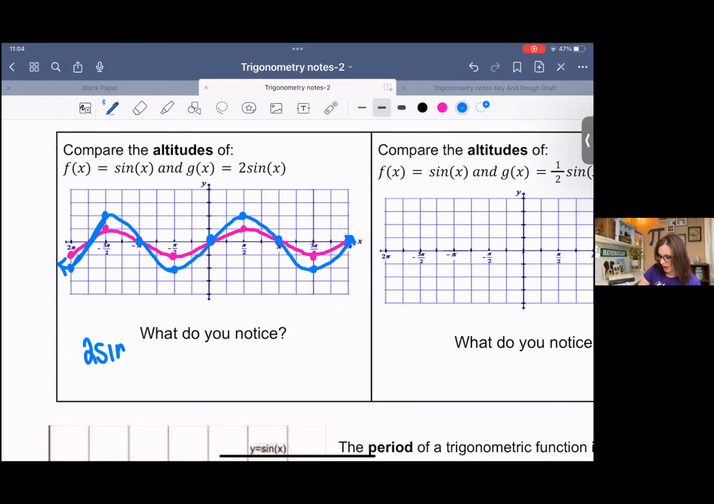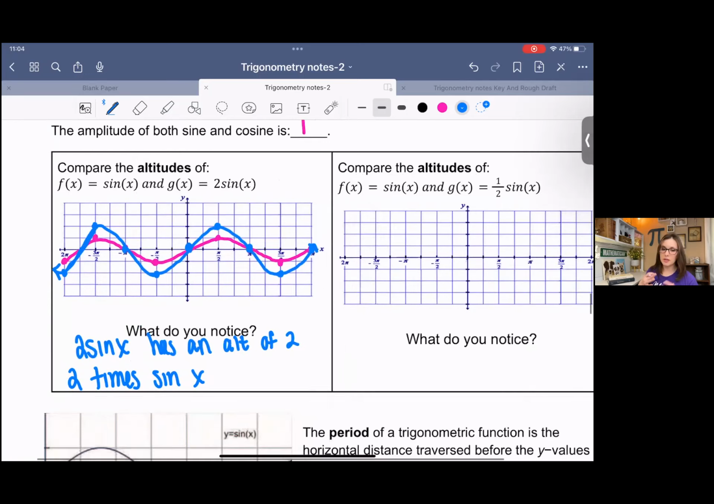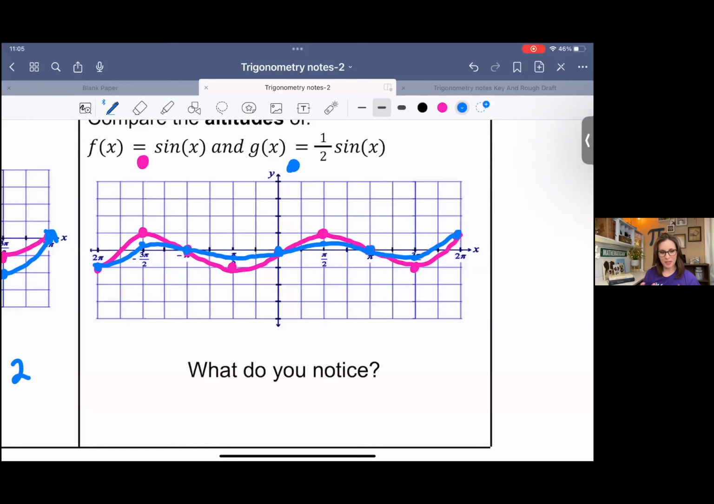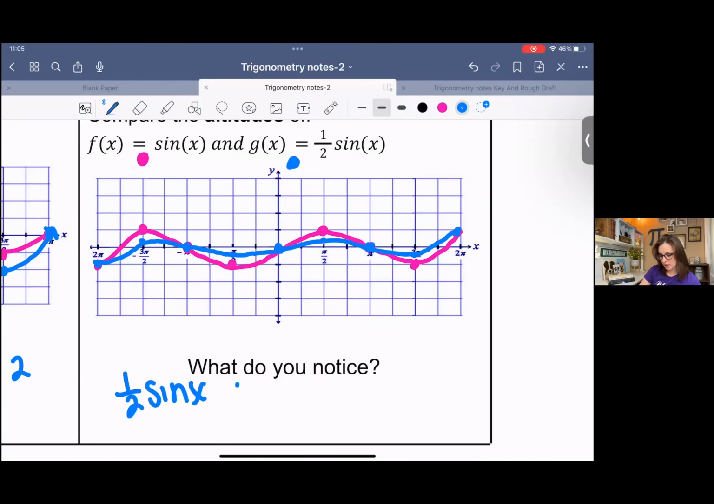So 2 sine x has an altitude or height of 2, which makes sense because it's 2 times sine x. Now I want you to do the same thing for sine x and half of sine x. You probably could have guessed this one, but the height or the altitude is half. So for 1/2 sine x, the altitude is half of sine x. So it just shrinks down by half because you're taking half of all the y values. And that's what that looks like.